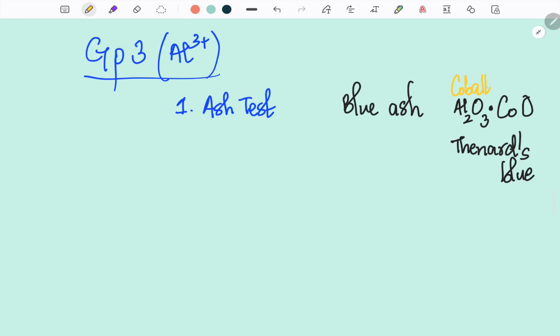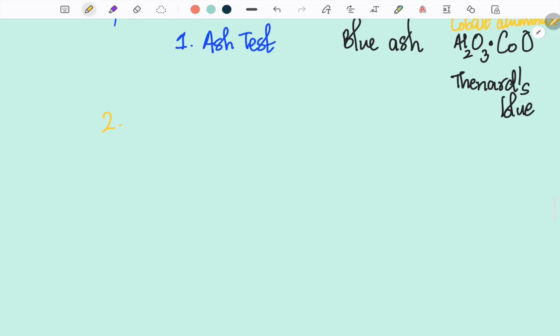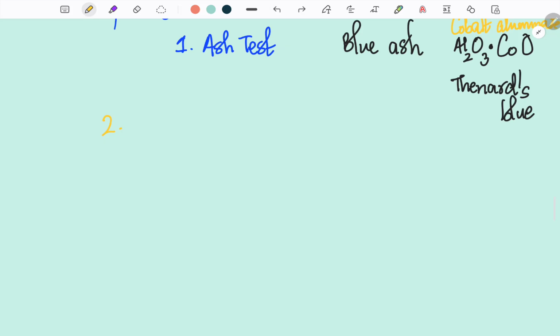Cobalt aluminate. That is the IUPAC name. The common name is Thenard's blue, and it is blue in color. The ash is blue. Now, there is a second confirmatory test other than the ash test, and that involves the precipitate. So, now you know that there is a group precipitate formed at the end of the identification test. If you remember, it was aluminium hydroxide.